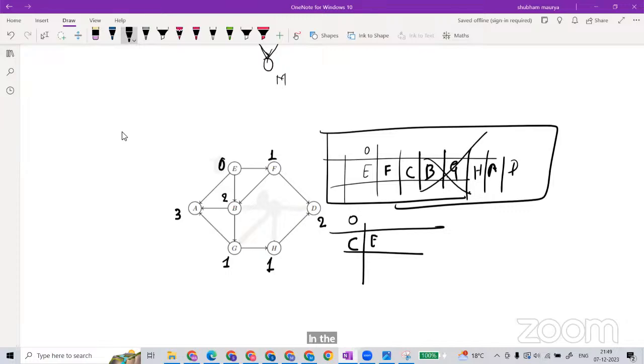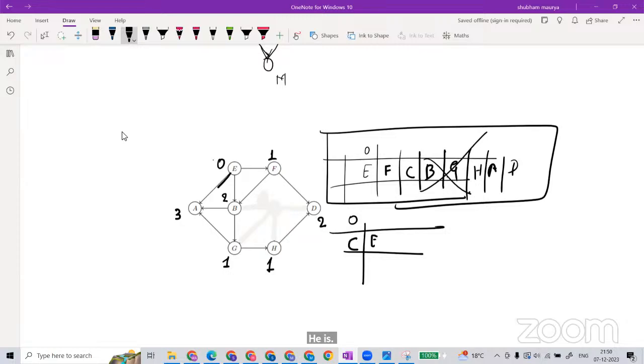The in-degree of this vertex is 0, as there is no incoming edge. See that there is no incoming edge, only the outgoing edges. So the in-degree of this one is 0. Now we have sorted here. Now we will start removing the outgoing edges which are related to this one.